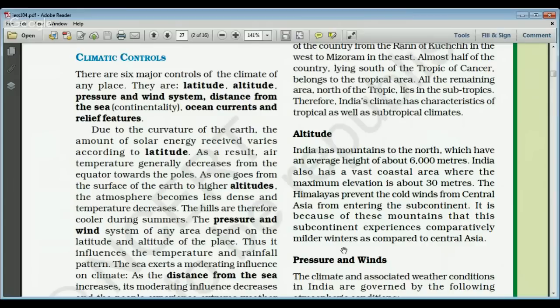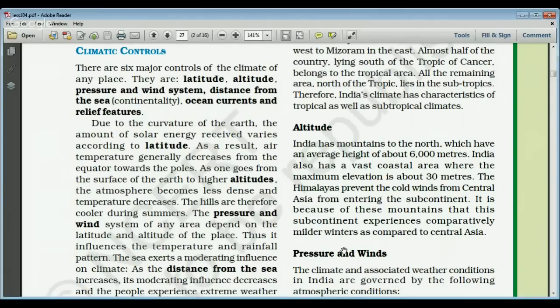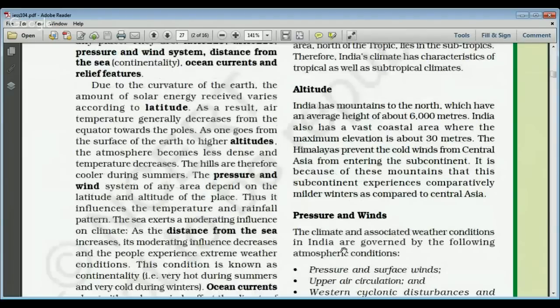And as one goes from the surface of the earth towards higher altitude, the atmosphere becomes less dense and the temperature decreases. This we have already seen when we were analyzing the atmospheric layers like the troposphere, then the stratosphere. As we move up in height, the temperature starts decreasing in the troposphere, and that is why the hills are cooler during the summer.